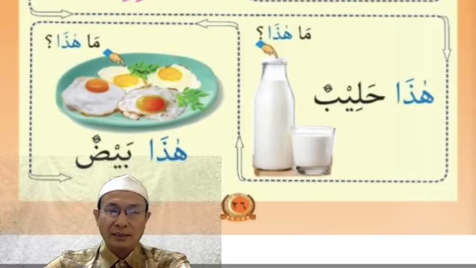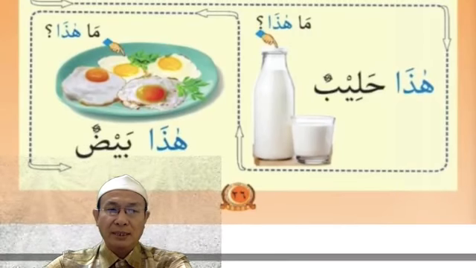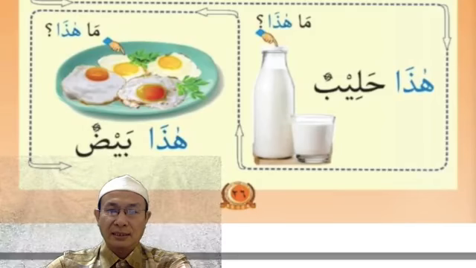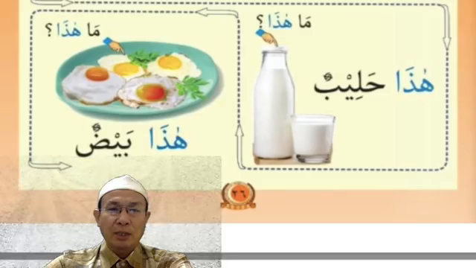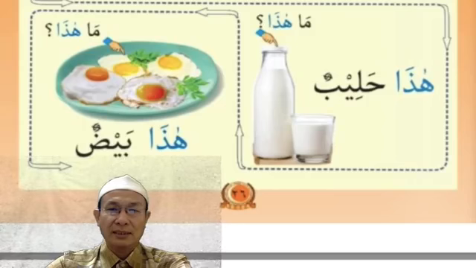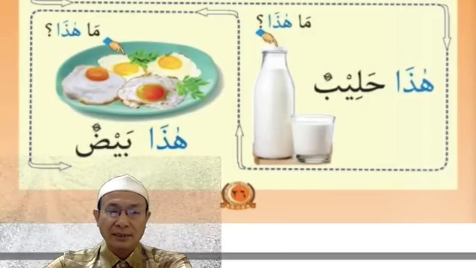ما هذا. What is this? هذا بيض. This is egg. This is an egg. Alright.